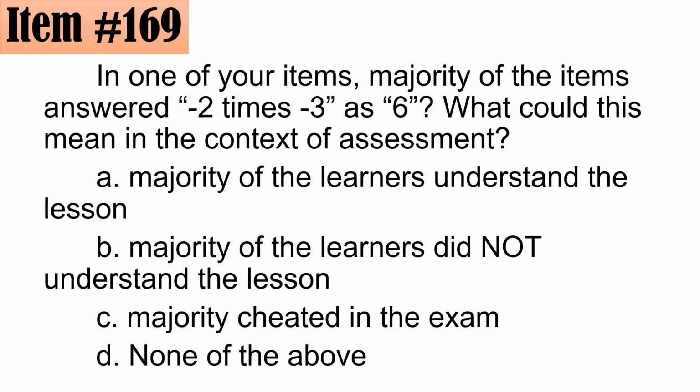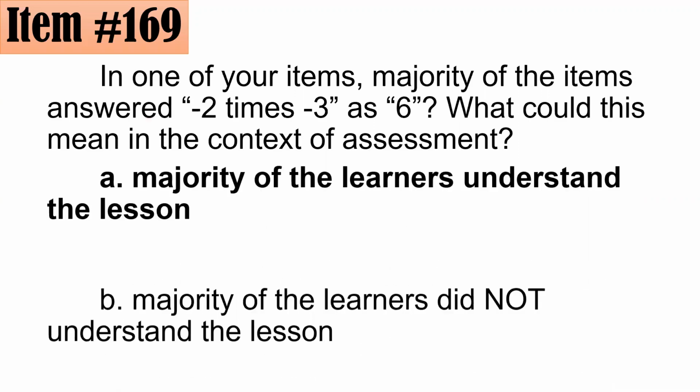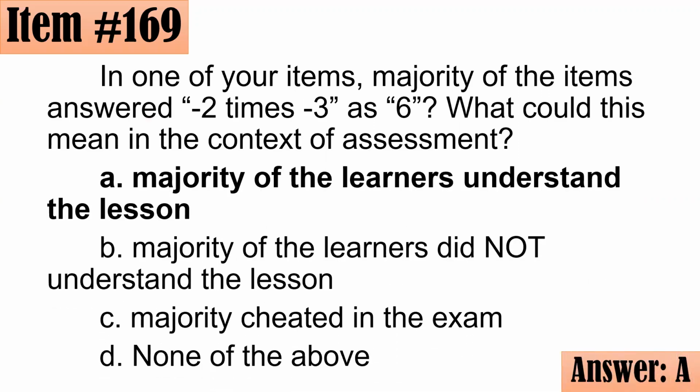We could not say majority cheated in the exam because the context does not say so. So we could choose either from A or B, I believe. And -2 times -3 is equal to +6 is actually true, knowing that the product of two negative numbers is positive. Hence, this may imply on the part of the educator that majority of the learners understand the lesson, considering that majority of them got the item right. Letter A. Okay, good job.